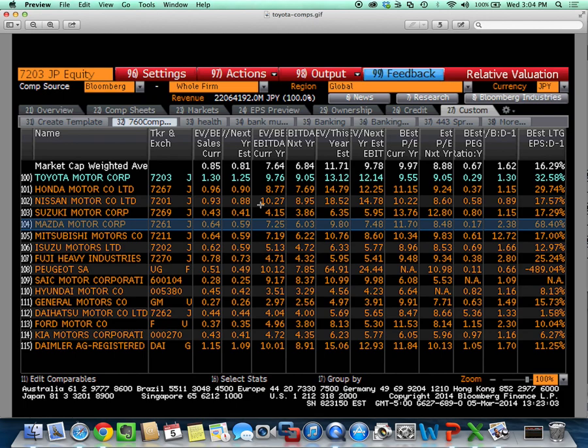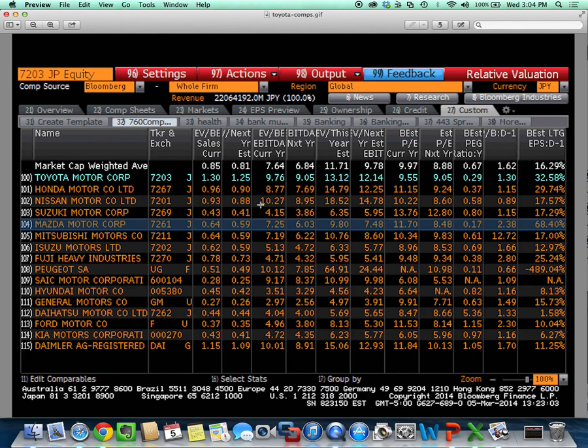Next ratio, average price to book in the industry is 1.6. Average price to book for Toyota is 1.3. Is Toyota's spread positive or negative? Is it as positive as the rest of its peers? No.